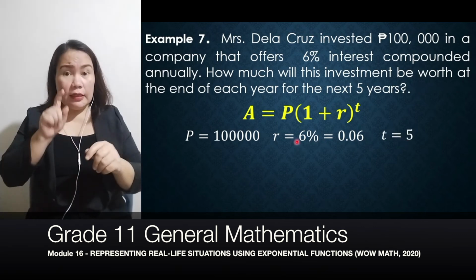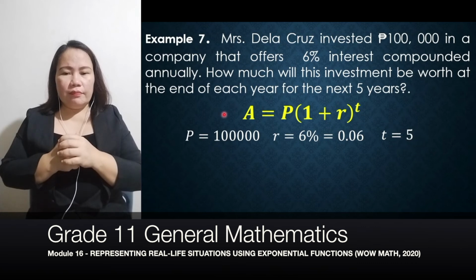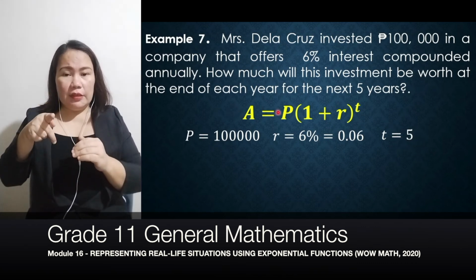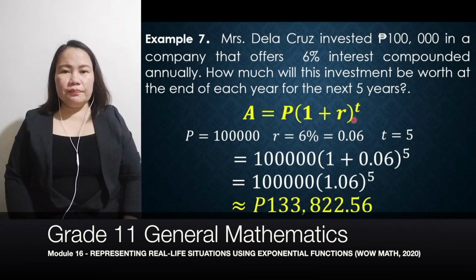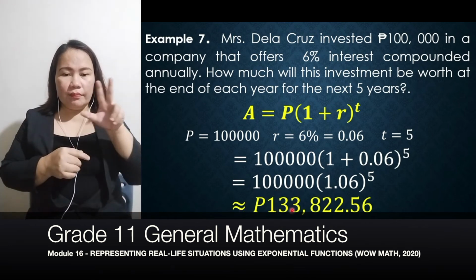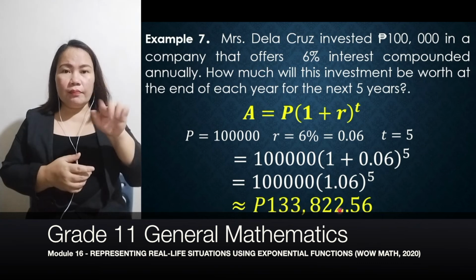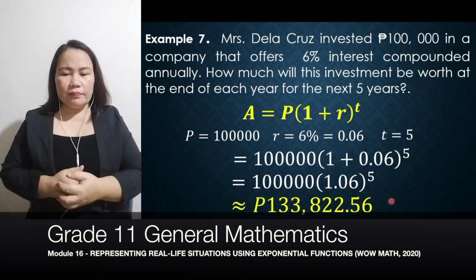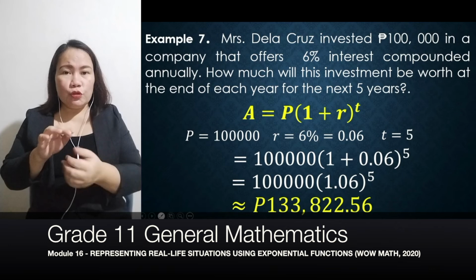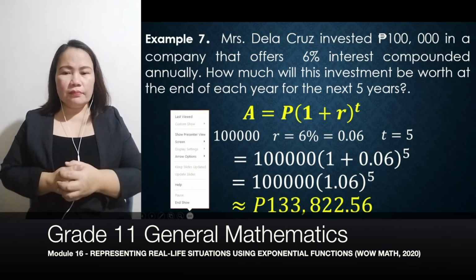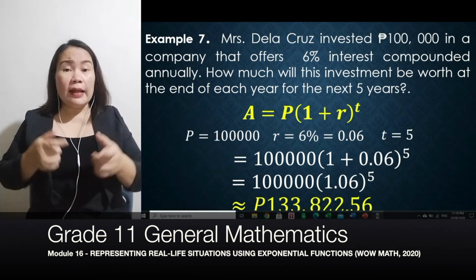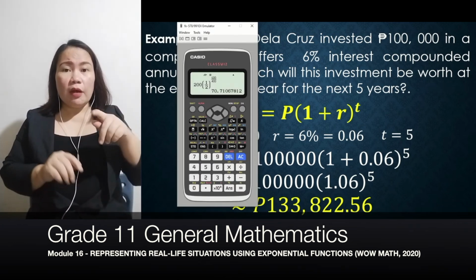So, what you can do is substitute all the given values in the A is equal to P times 1 plus R raised to T. So, you can use that exponential model. So, we get, this is equivalent to 133,822 pesos and 56 centavos. So, you can use again your calculator to check. Okay? So, we can use the calculator to check. So, later, meron ako ipapakita sa inyong app na pwede nyong gamitin.